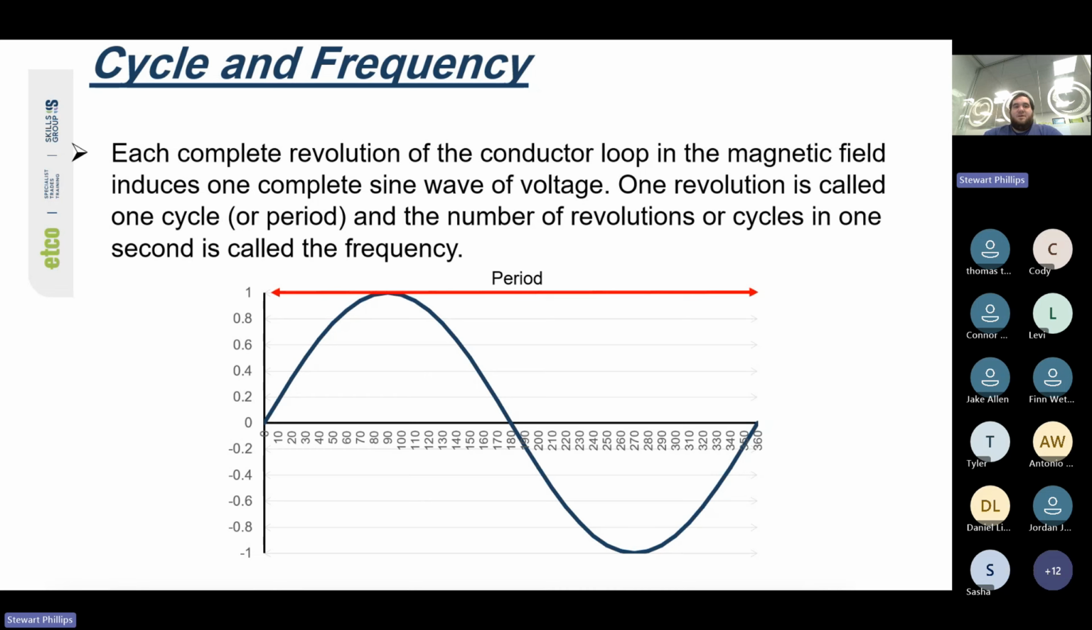Yeah, 20 milliseconds. So we take 1 second and divide it by 50.